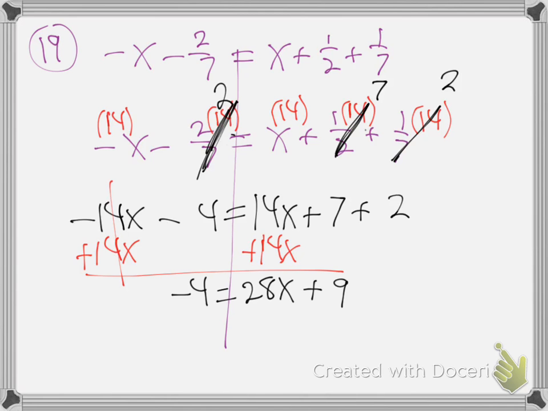Good to there. But now it's easy for me, right? What do we do next? X said I won't be alone. What do we do next? We save the 28 to last. We save the thing right next to x for last. So next step to get x alone, subtract that 9. We save the divide for last.